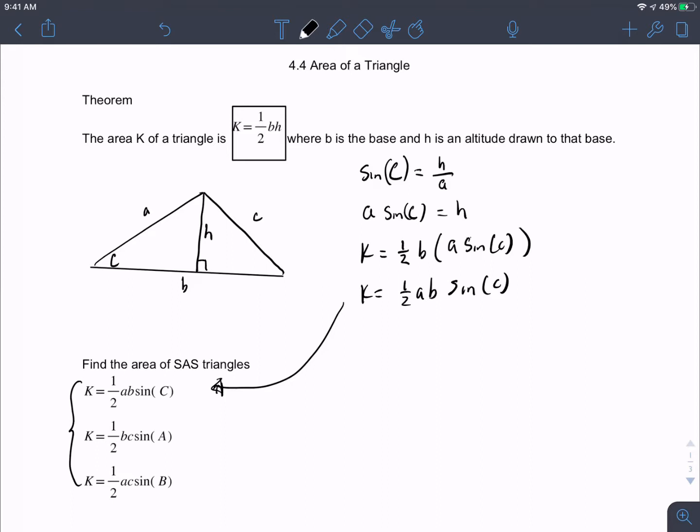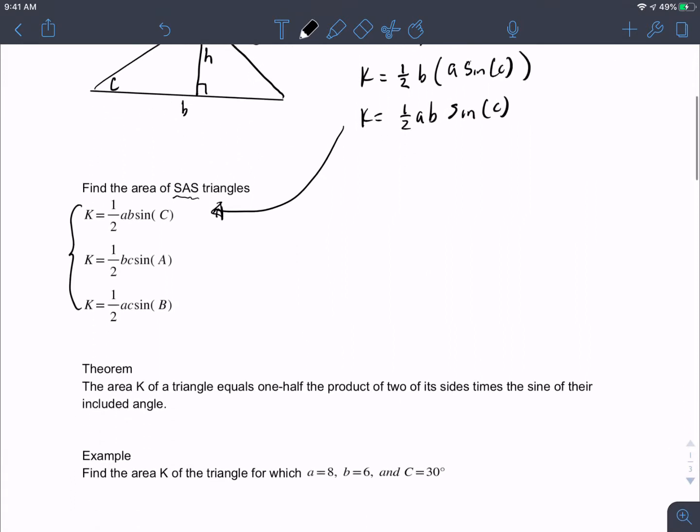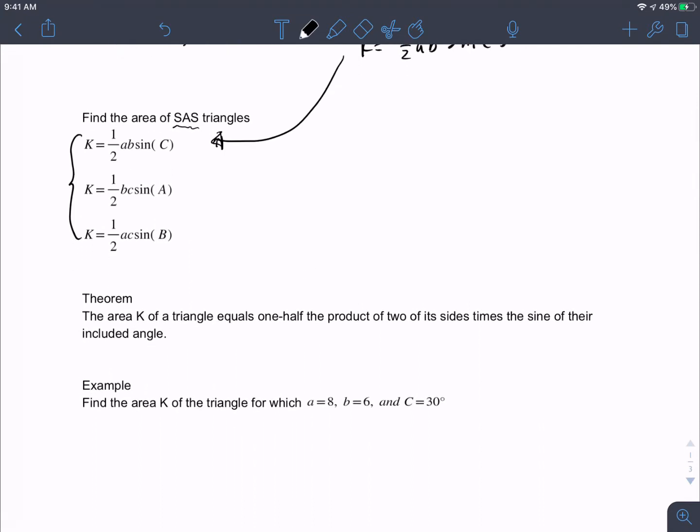And the angle has to be included, meaning it's in between the two sides. So this is the side, this is the included angle, and then here's the side. So that's what that means. Okay. So when we're using this, it's going to be used when we have side angle side. Okay. There are the three formulas. There's a theorem, and that theorem is basically just reiterating the formula. And now let's do an example with that.